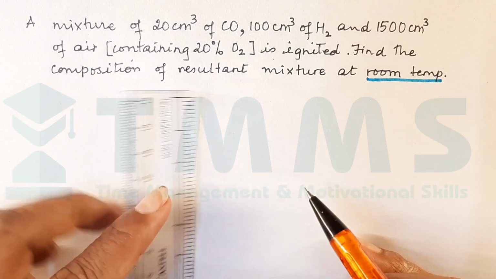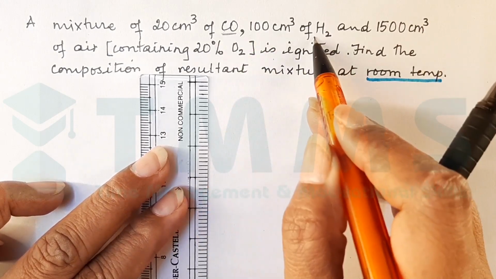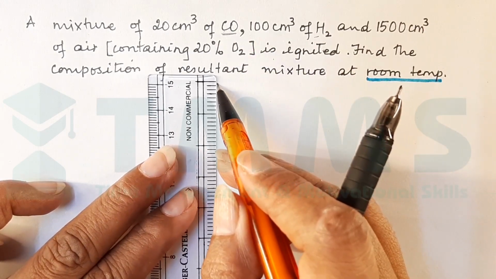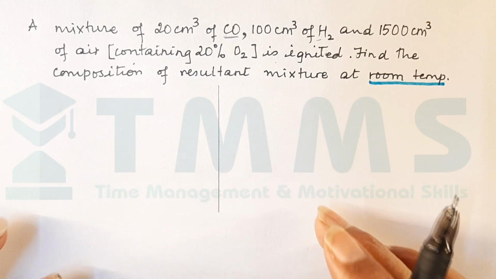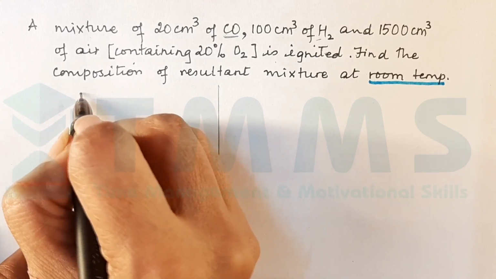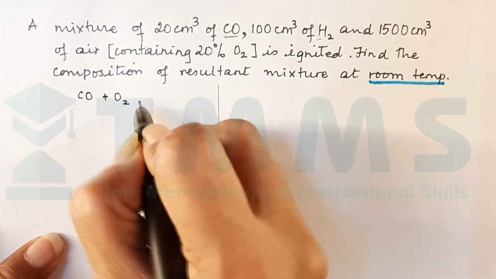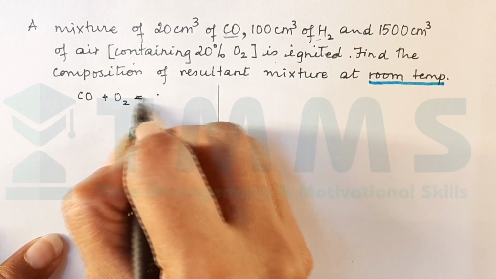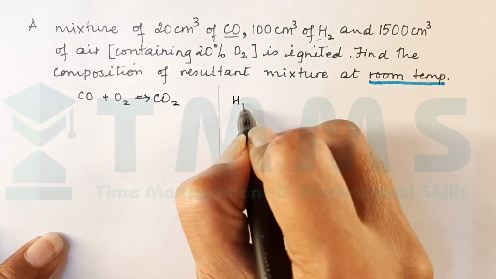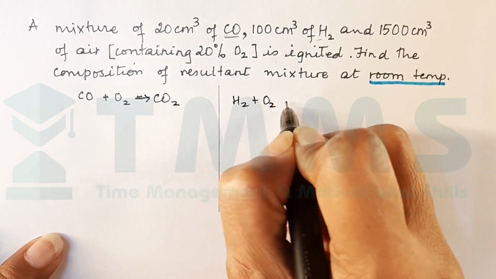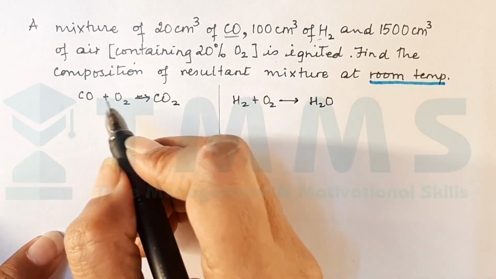First, we'll have to write the equations. Now there are 2 gases. Can you see CO and H2? So we will have to show different reactions like so. We are going to write CO plus O2, and that is going to give us CO2. And here we will have H2 plus O2, and that will give us H2O. Let us balance this.